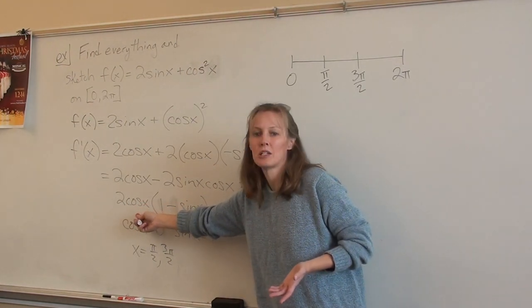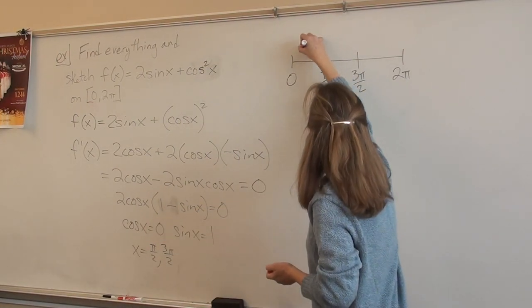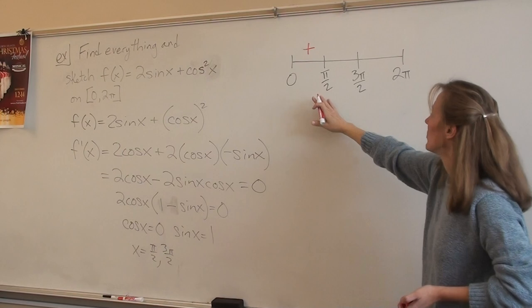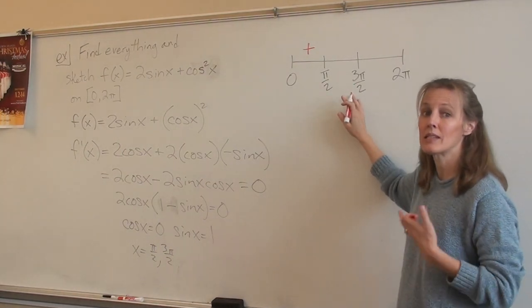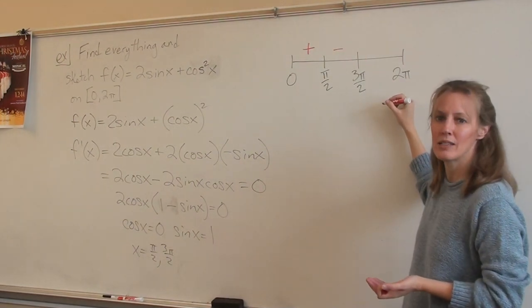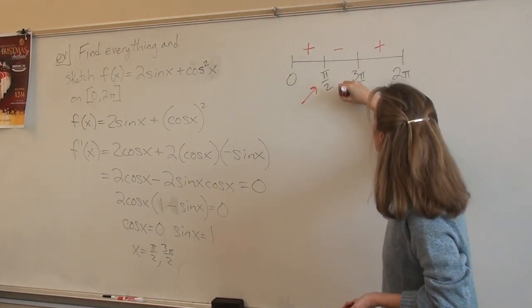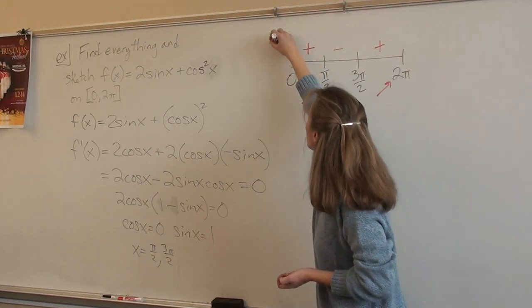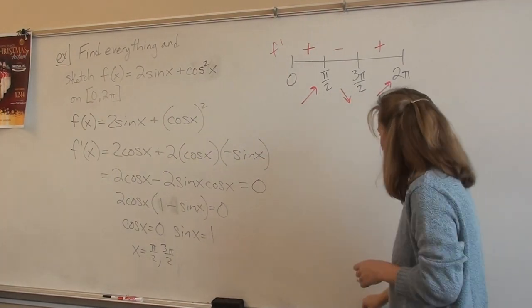So now we're just dealing with the cosine. In the first quadrant, cosine is positive. In the second and third quadrants, between pi halves and 3 pi halves, cosine is negative. And then from 3 pi halves to 2 pi, cosine is positive. So we're increasing, decreasing, increasing. I should label that this is an f prime sine line. And we can write our answers.